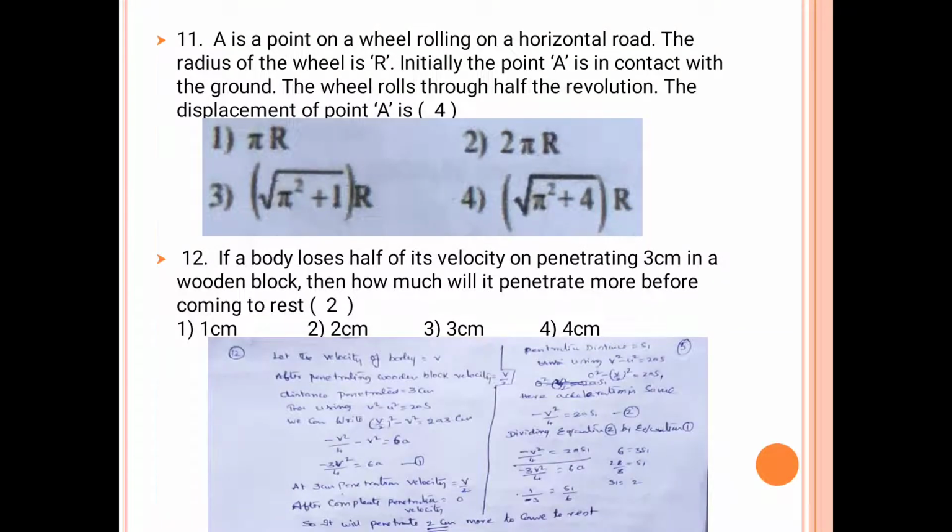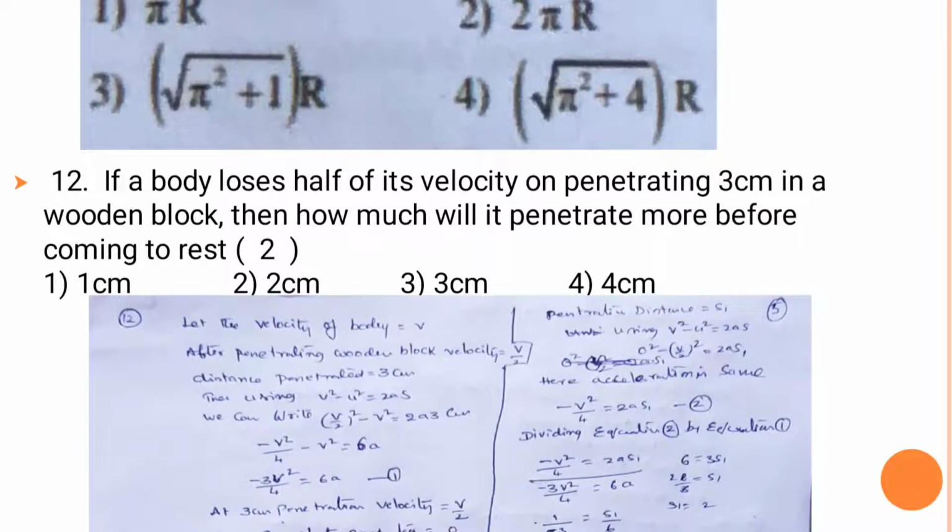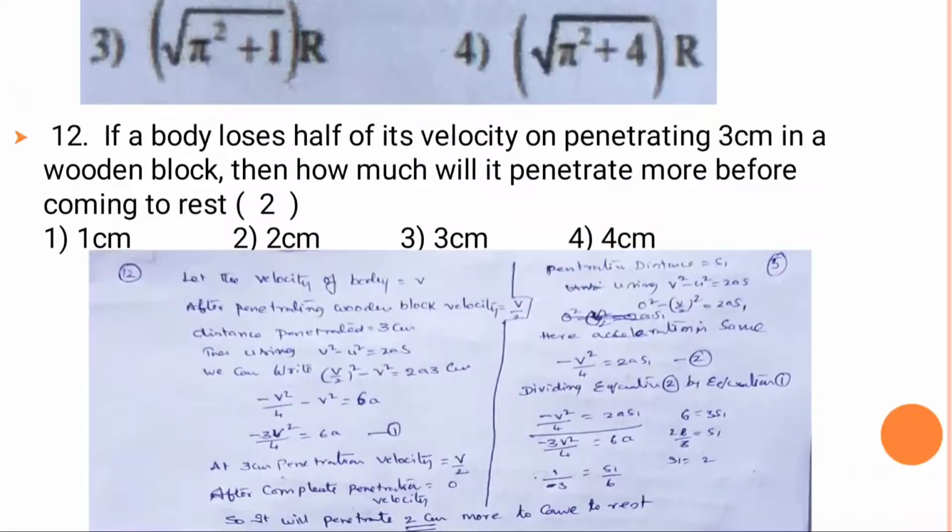The 12th question reads like this: if a body loses half of its velocity on penetrating 3 cm in a wooden block, then how much will it penetrate more before coming to rest? So here, the body, a body means it may be a bullet or a sharp object. Mostly it might be a bullet.